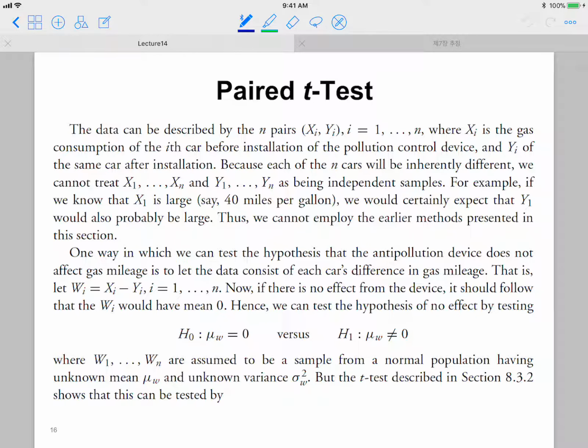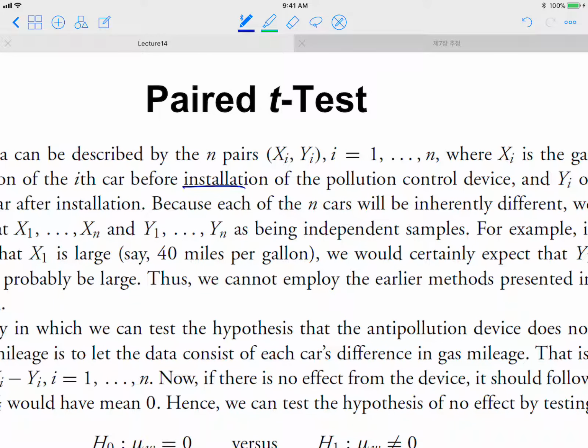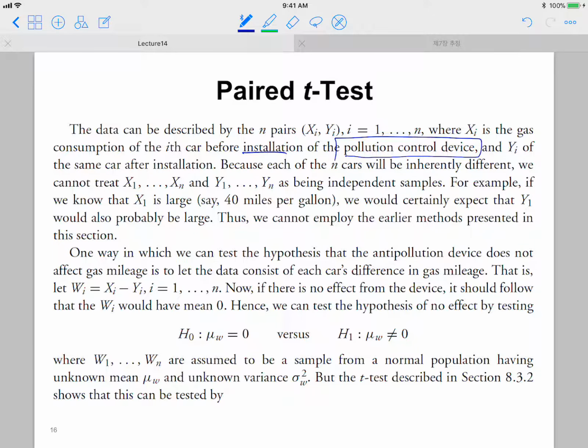That is the paired statistic. Or, say some pollution control device was installed in each car, and then you measure how much bad pollution is emitted from these cars. So you now understand the situation.